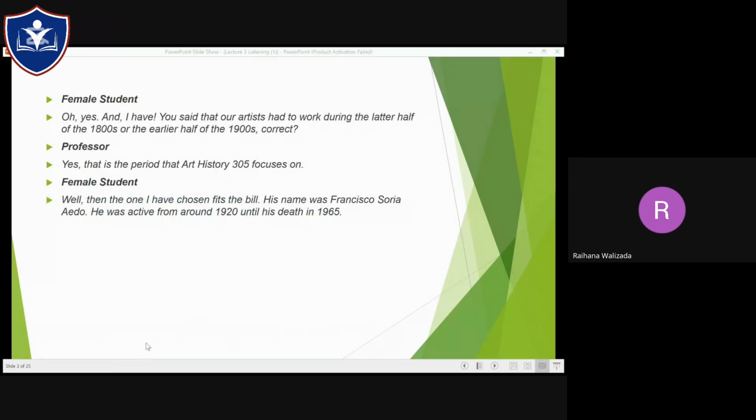So this is a script of one of the audios. It's a small script just for the sake of you getting to know this. The female student says, "Oh, yes, and I have. You said that our artists had to work during the latter half of the 1800s or the earlier half of the 1900s, correct?" Professor says, "Yes, that is the period that Art History 305 focuses on." And the female student again says, "Well, then the one I have chosen fits the bill. His name was Francisco Soria Edo. He was active from around 1920 until his death in 1965."